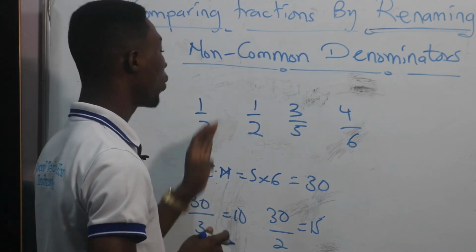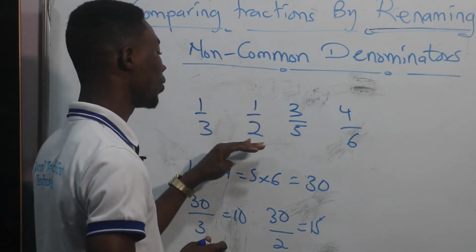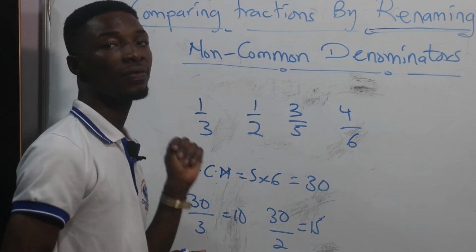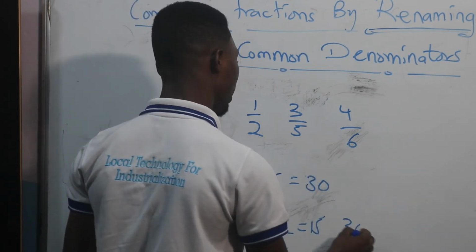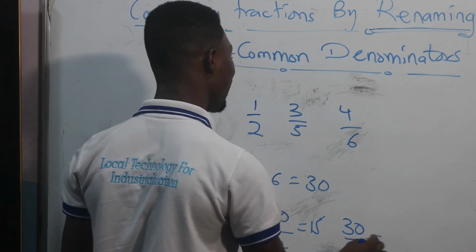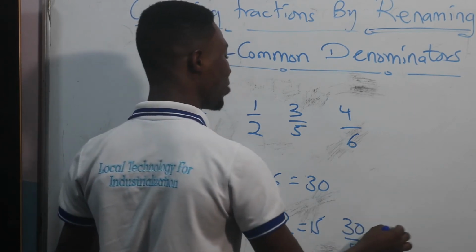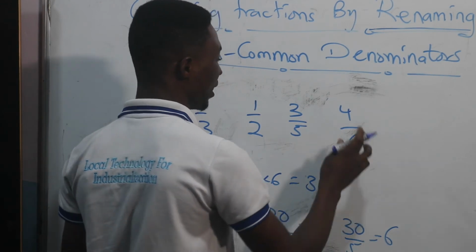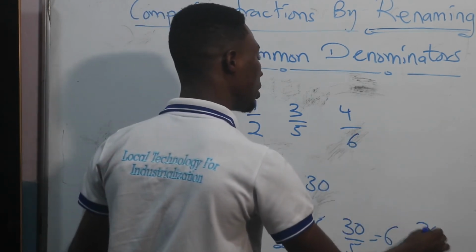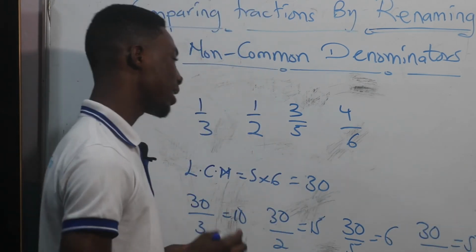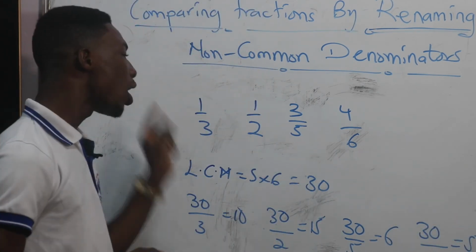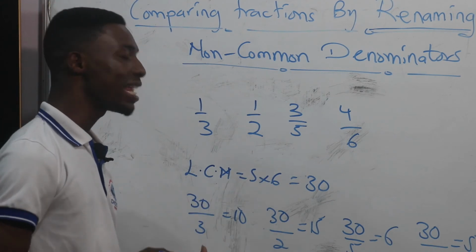It means I have to multiply both the numerator and the denominator of this fraction by 15. Then I come to this one. The denominator is 5, so I divide 30 by 5. That is going to give me 6. Then I come to this one, 30 over 6. I'll get 5.